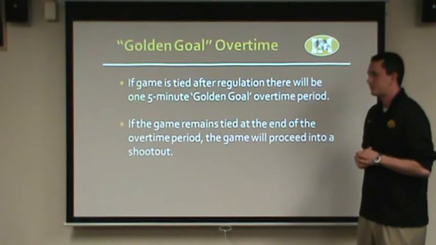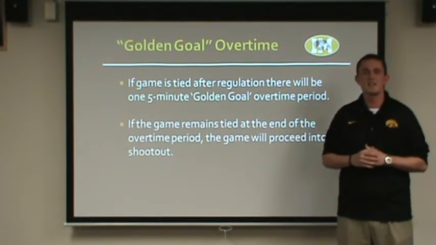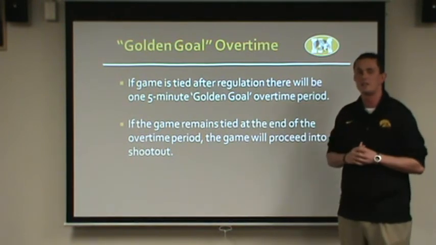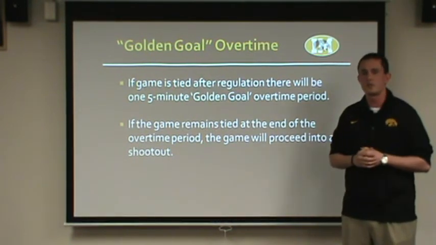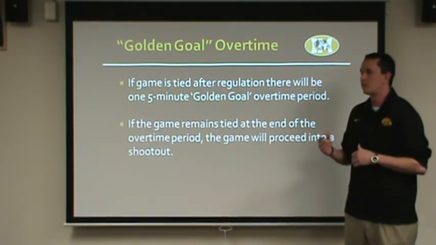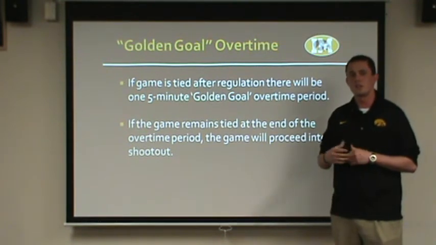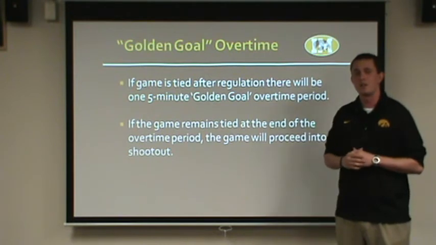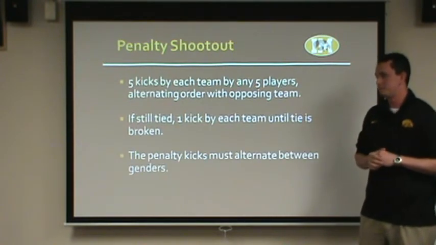If the game is tied at the end of regulation, we're going to have a golden goal overtime period. It'll last 5 minutes. And basically what it is, first one to score wins the game. So if it remains tied at the end of regulation going to this golden goal overtime, and if it's tied at the end of the overtime period, we're going to go into a shootout.